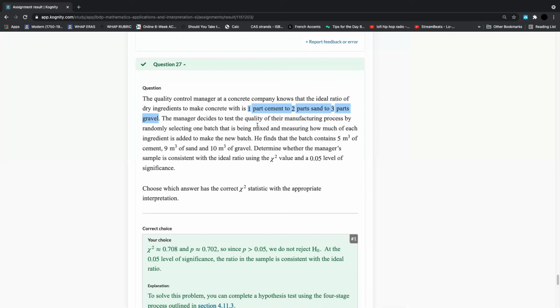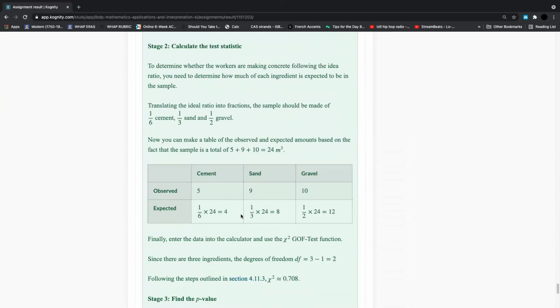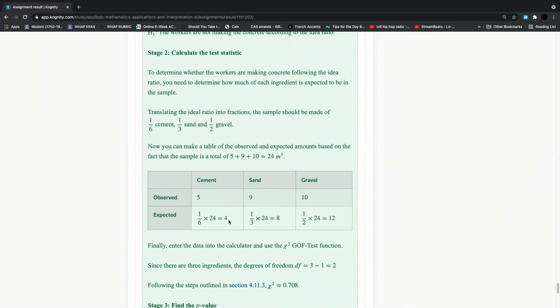So then you want to add all the observed values, which is 5, 9, and 10 together, to get the total of those, which is 24. So then you want to take the fractions that we just came up with and multiply each of those by the total of the observed values, which is 24. So going down, it will be 1 over 6 times 24, 2 over 6 times 24, and 3 over 6 times 24. So I'm going to pull it back down. You would get 4 for cement, 8 for sand, and then 12 for gravel. Those would be your expected values.